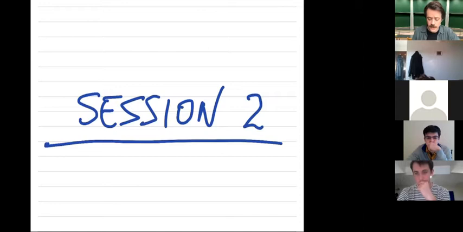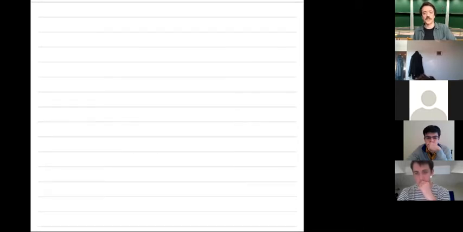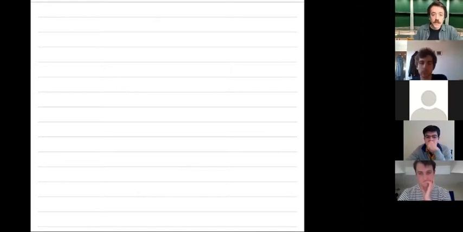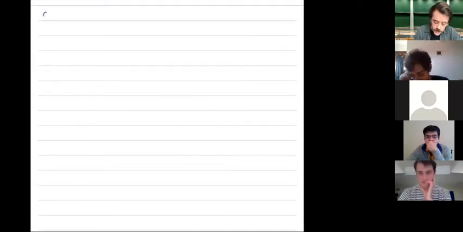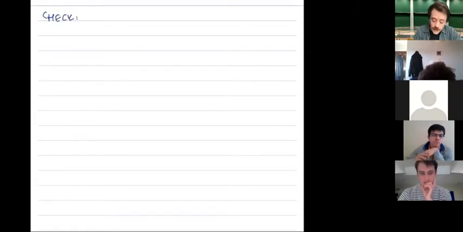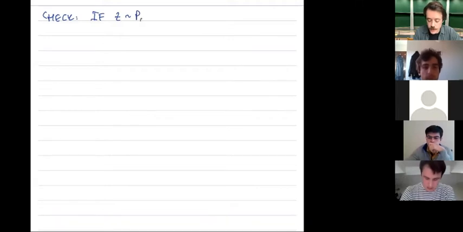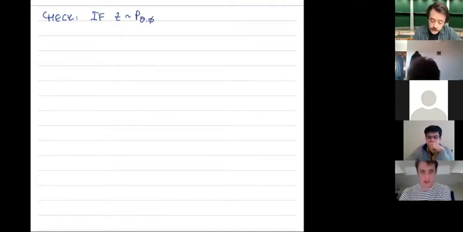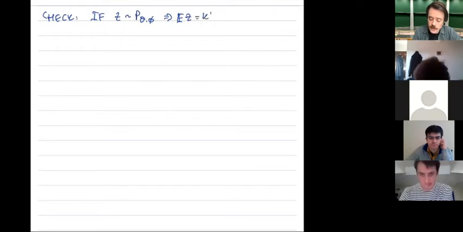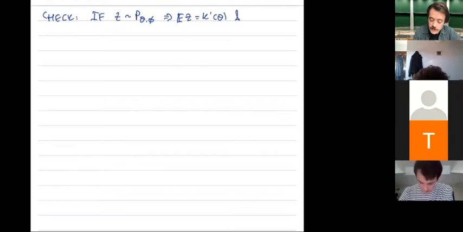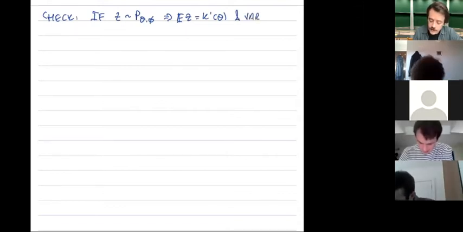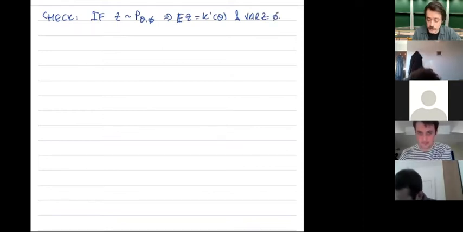Okay, so we defined in the last lecture EDFs, so exponential dispersion families. And let me give you a few properties, and then we'll go into the GLM. So for you to check is the following. Check that if a random variable z follows a distribution from an exponential dispersion family with parameters theta and phi, then the expectation is given by the derivative of k evaluated at the parameter theta, and the variance of z is phi times this k differentiated twice at the theta parameter.